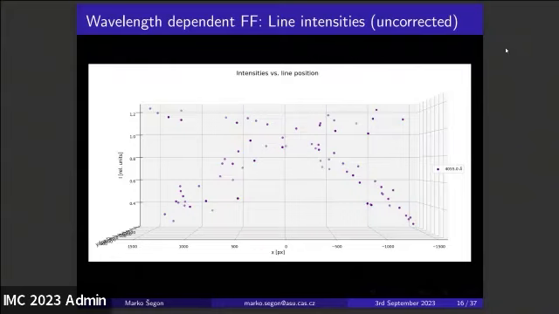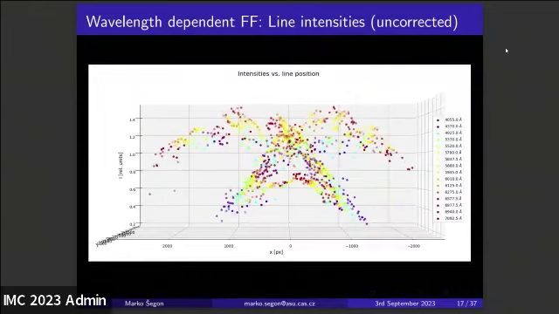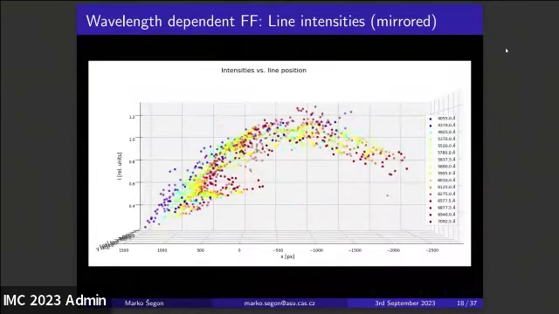So we have something like this, and if we plot it for all the different wavelength segments and color them accordingly, we get something like this. And this is, again, symmetrical with respect to the x-axis, so we can mirror the data, and we're left with something like this. Now, finally, we can apply that flat field correction, which we've determined before.